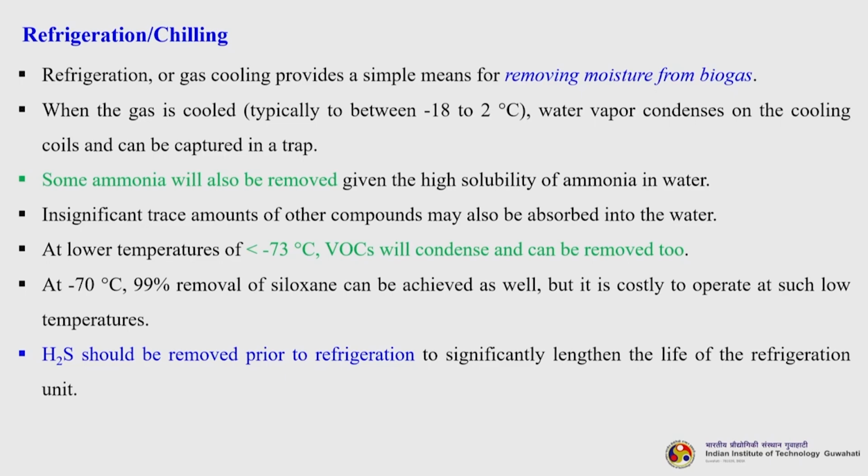At lower temperature of less than minus 73 degrees centigrade, volatile organic components will condense and can be removed too. At minus 70 degrees centigrade, 99% removal of siloxane can be achieved as well, but it is costly to operate at such low temperature. Hydrogen sulfide should be removed prior to refrigeration to significantly lengthen the life of the refrigeration unit. So, you must understand that in every cleaning step, the final polishing step, hydrogen sulfide must be removed before that. It is the most notorious component present in the biogas.